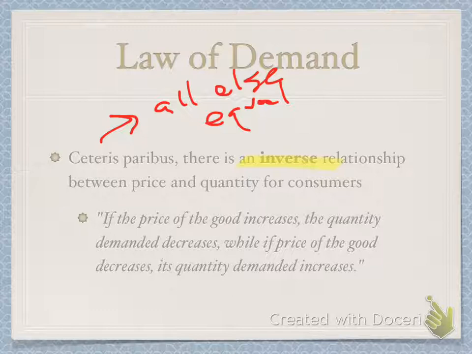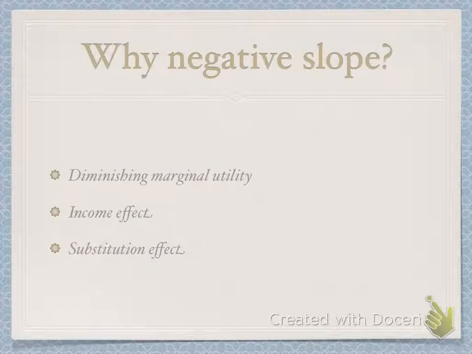And the wording here is going to be really important. You're going to get tired of me saying this. But notice what I wrote here. If the price of a good increases, the quantity demanded decreases. Well, if the price of the good decreases, the quantity demanded increases. It does not say demand increases or demand decreases, because those would be shifts, as I'm going to make clear in a second. So what gives this negative slope?